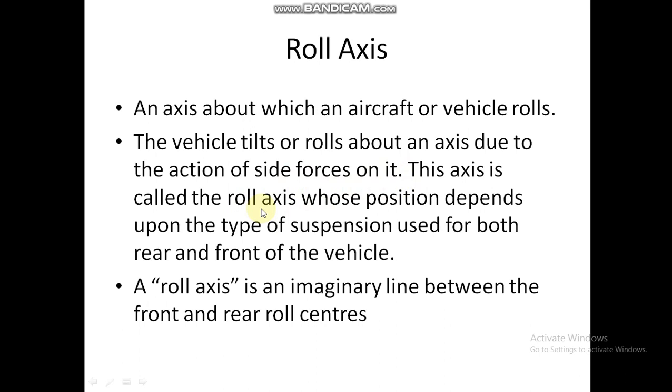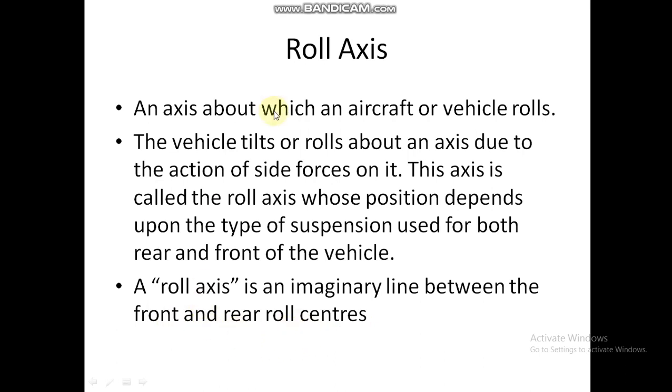So actually, when you drive a vehicle and your vehicle starts to roll sideways, the axis about which your vehicle starts to roll is called roll axis. Its position depends upon the type of suspension used for both rear and front wheels. The roll axis is an imaginary line between the front and rear roll centers.